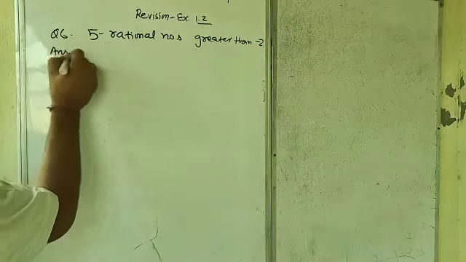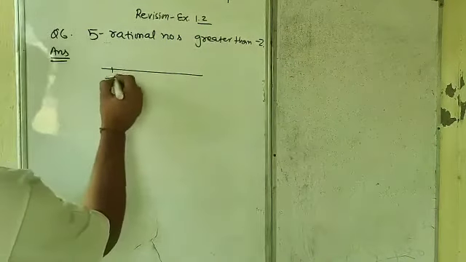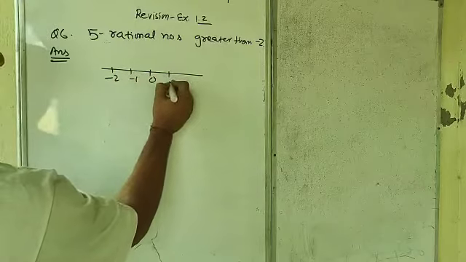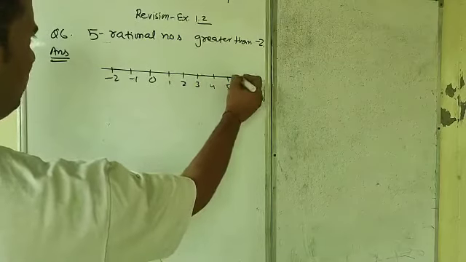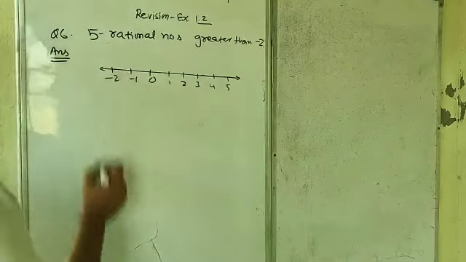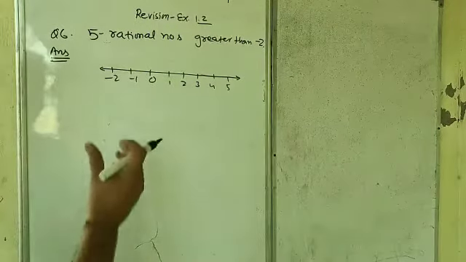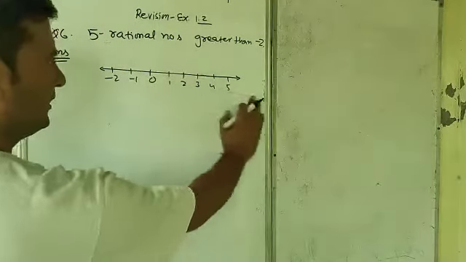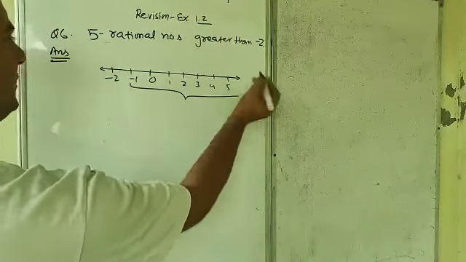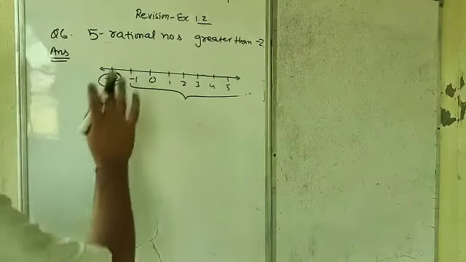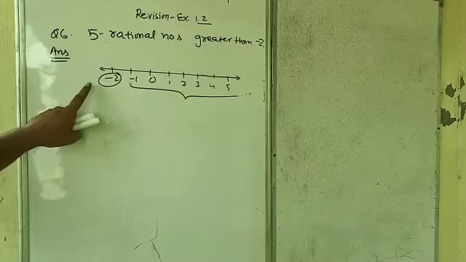So what will come here, beta? Look at this. Minus 2, let us make a number line and see. -2, -1, 0, 1, 2, 3, 4, 5 and then so on. Now which is greater? If we have to identify the greater number on a number line, then the number will lie on the right hand side. So all the numbers which are lying on the right hand side of the number -2 are greater than -2. These numbers are also rational numbers. So these all may be the answer.